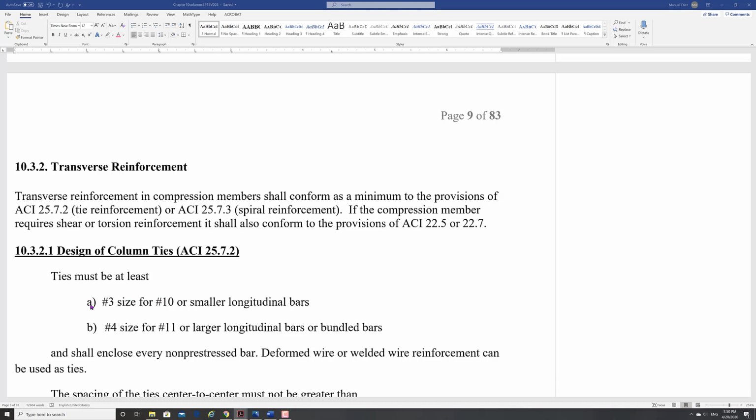So if you're using number 3 stirrups, then your bar size is limited to number 10 or smaller. If you go to number 11 bars or larger, you have to use a number 4 stirrup. Notice that this requirement is the same requirement that we use in beams with compression reinforcement. All the bars should have these stirrups around.